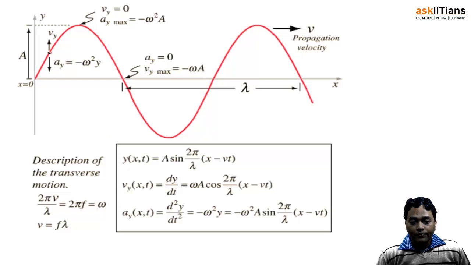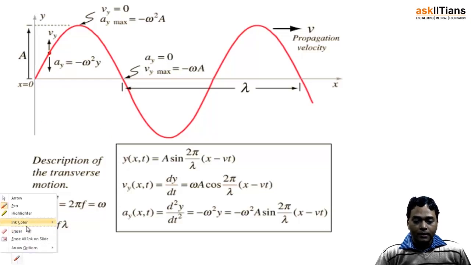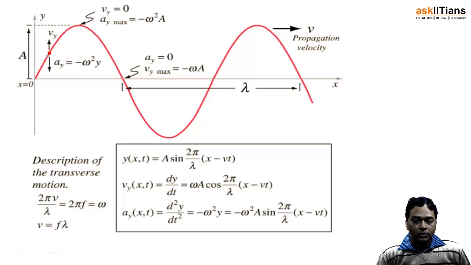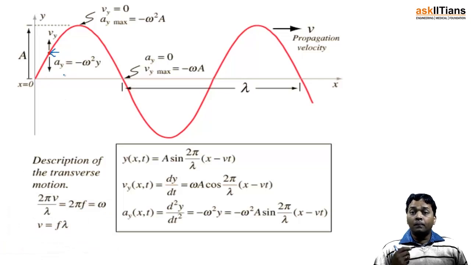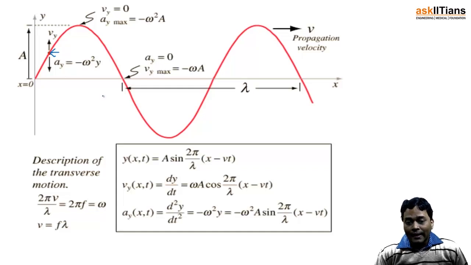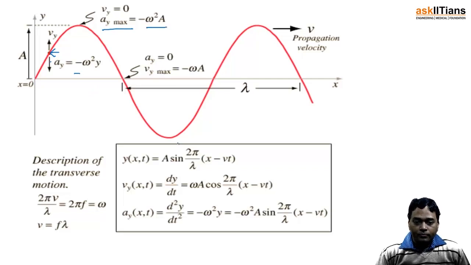Here, if there is any particle at this point, let me change the color so that it makes more sense. Supposing you have a particle here, there is going to be an acceleration acting towards the center, and as a result the acceleration is proportional to the negative of the displacement. The maximum acceleration is given by minus omega squared times A. At this point, the velocity is directed in the negative direction. There is no motion taking place along the y-axis. There is a maximum velocity, but there is no displacement motion at this point.